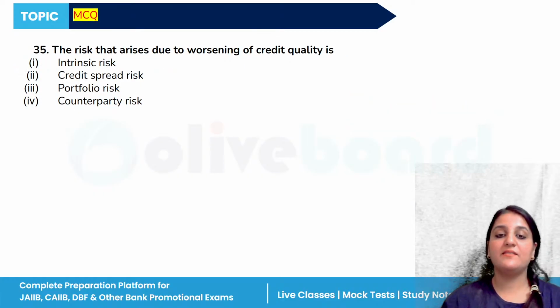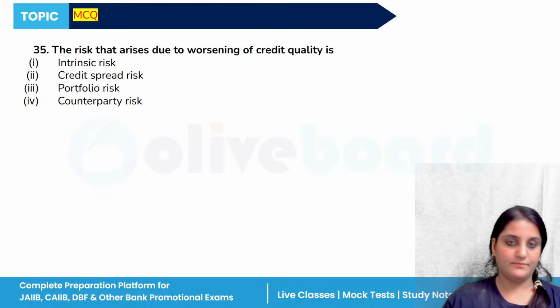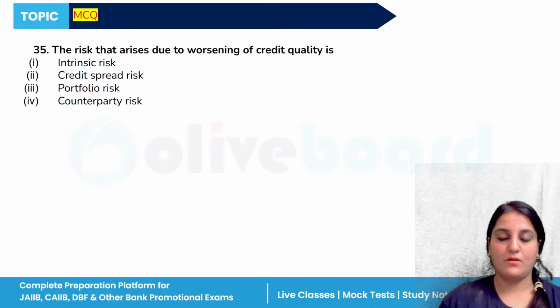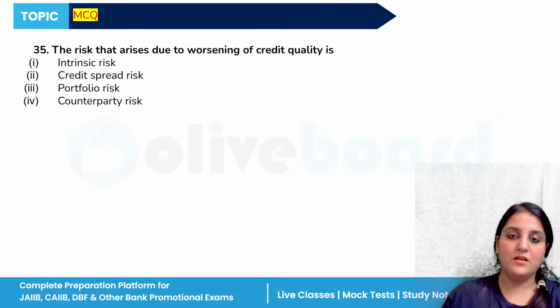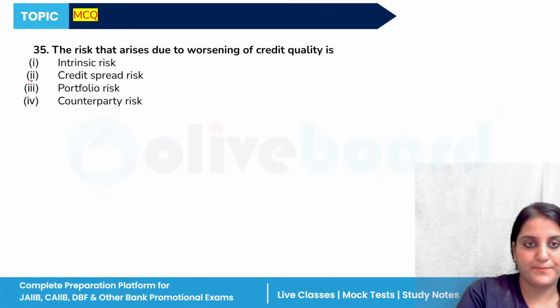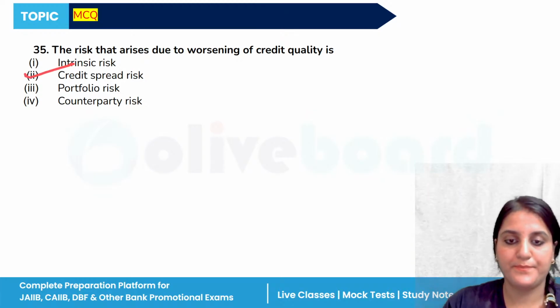Next, the risk that arises due to the worsening of credit quality. Basically, here the correct answer is credit spread risk.